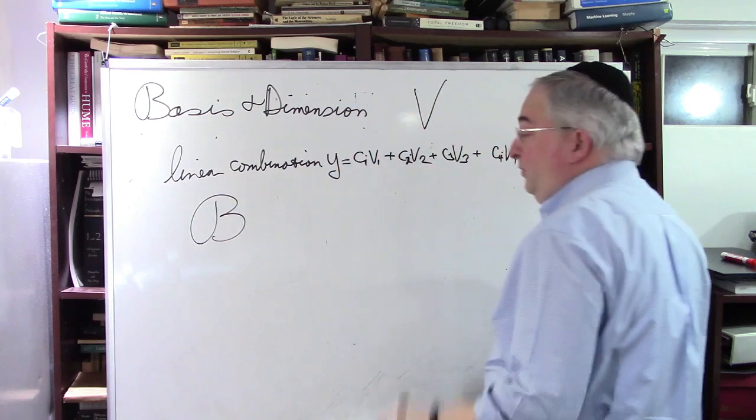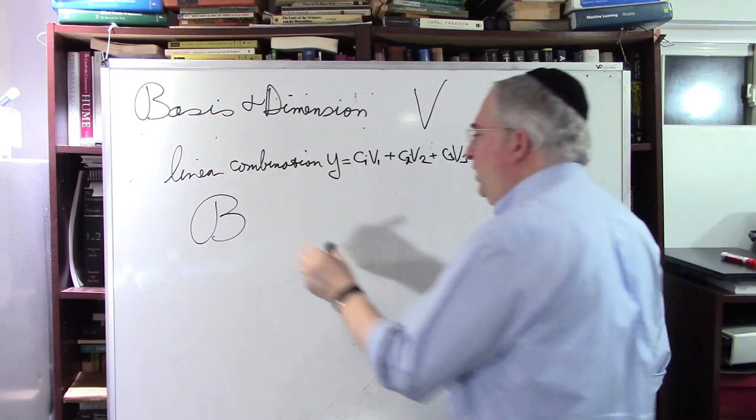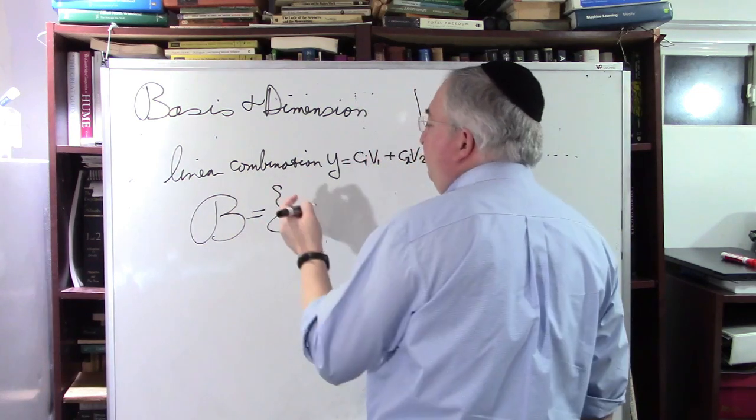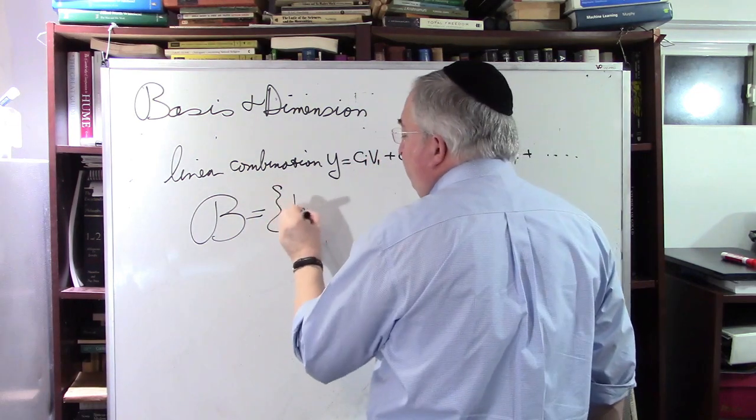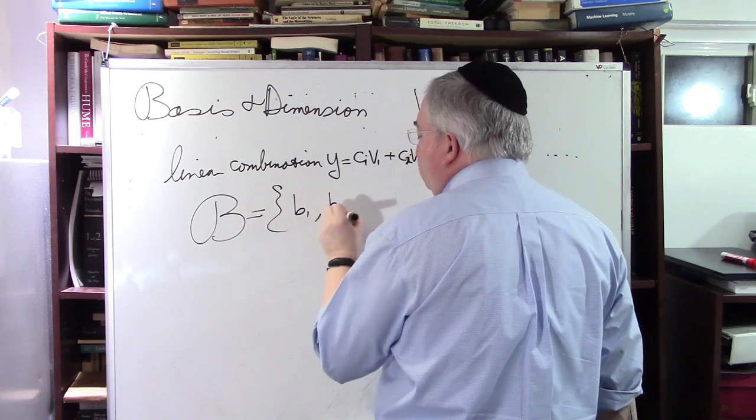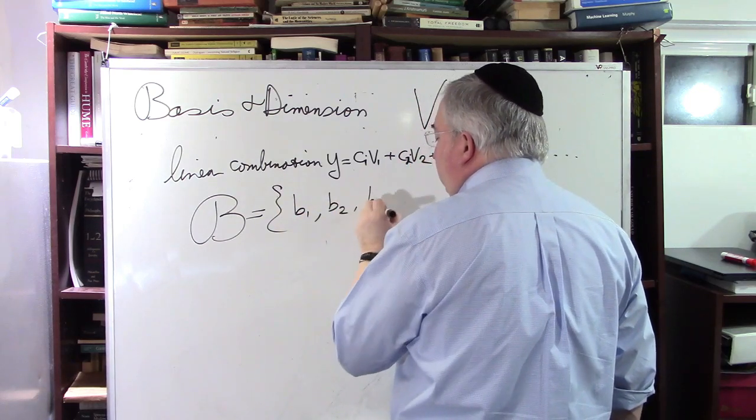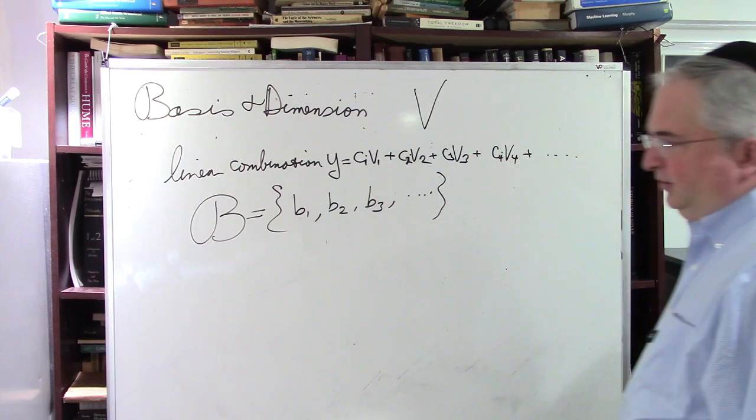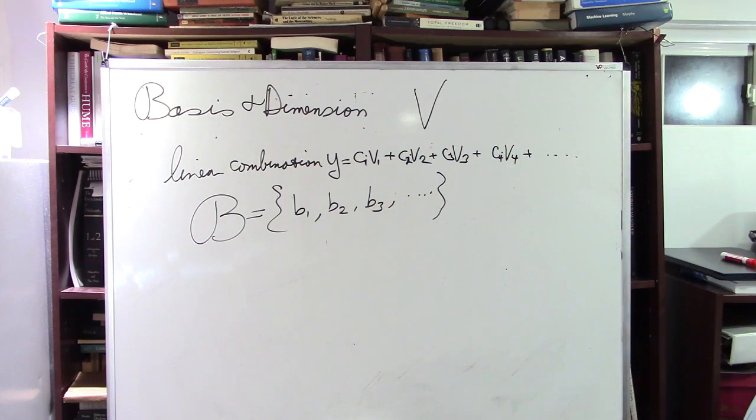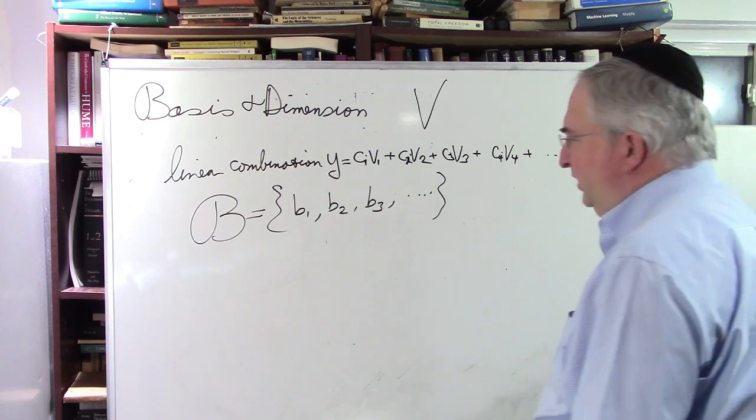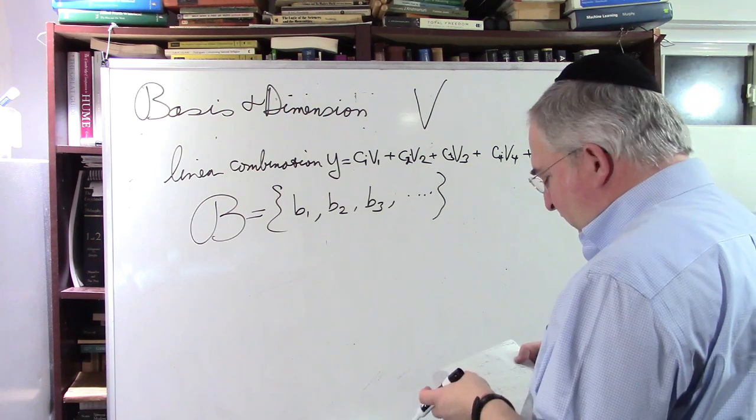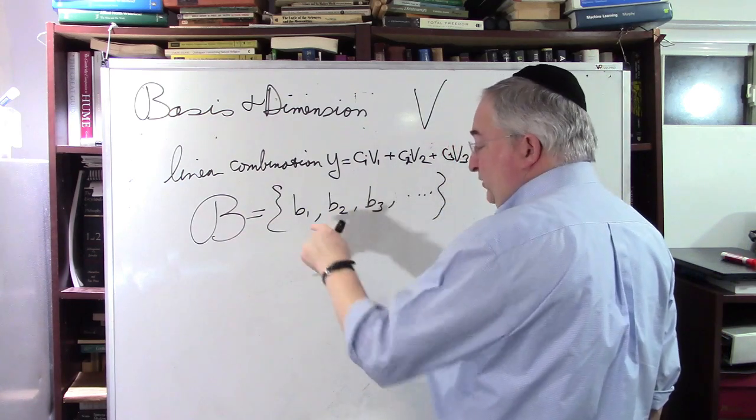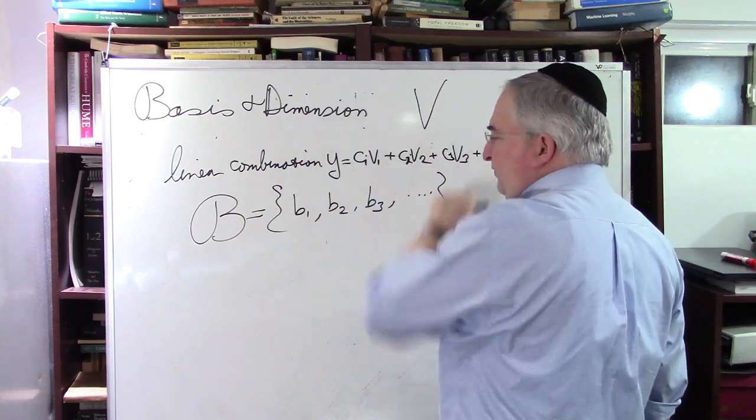You usually write it with a script B, okay? And these are special types of vectors. Instead of calling them v, I'm going to call them b1, b2, b3, dot, dot, dot. I'm not saying it's finite. I'm not even saying it's countable, but it doesn't matter. I don't want to get into that. Okay? And the idea is as follows. These are vectors in this vector space.